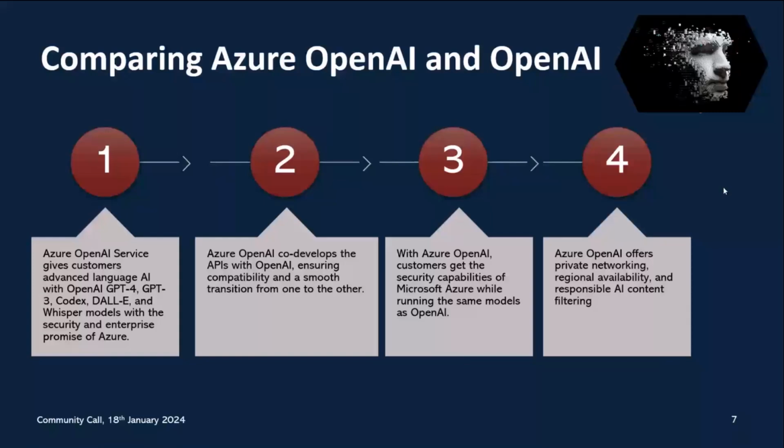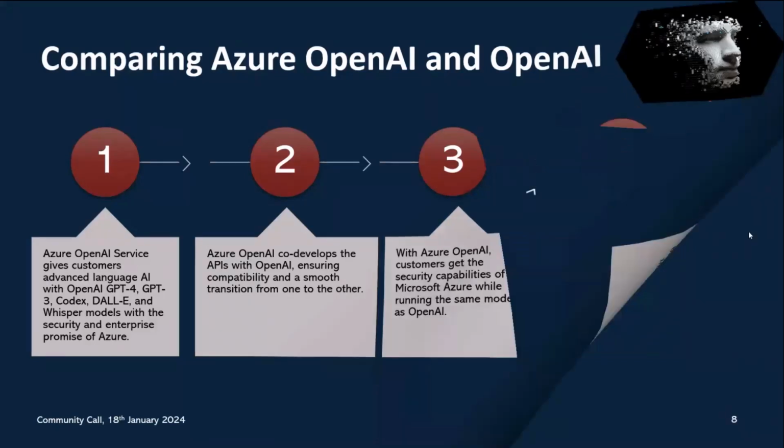Okay, so another big thing is you have all the security intact, which Azure already provides. It is co-developed with OpenAI, but Microsoft has added new features as well. Just like Azure, OpenAI also offers you private networking, regional availability, and obviously responsible AI and content filtering, just like I mentioned.